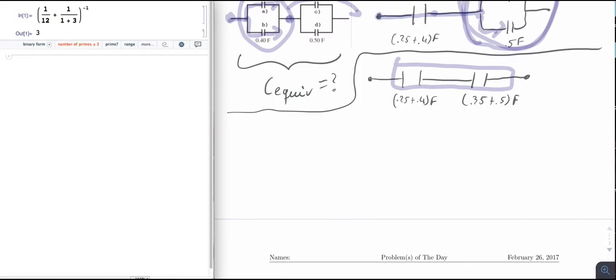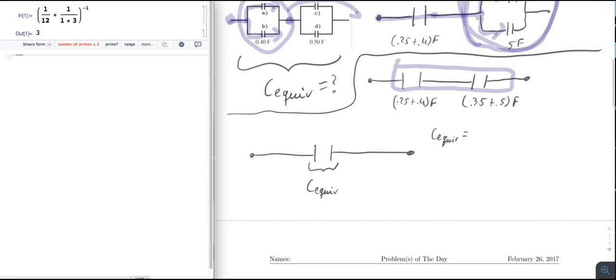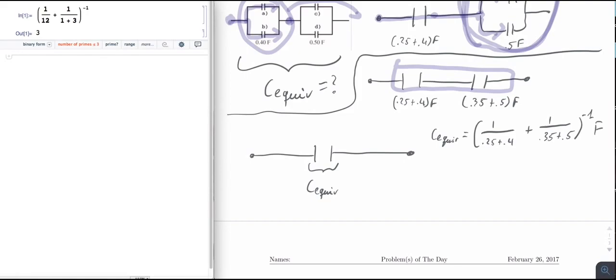So in series, the final network should look like this, where this one here is C equiv, or the equivalent capacitance, and so we have C equiv is going to be 1 over 0.25 plus 0.4 plus 1 over 0.35 plus 0.5 all to the negative 1, and the final unit will be farad.